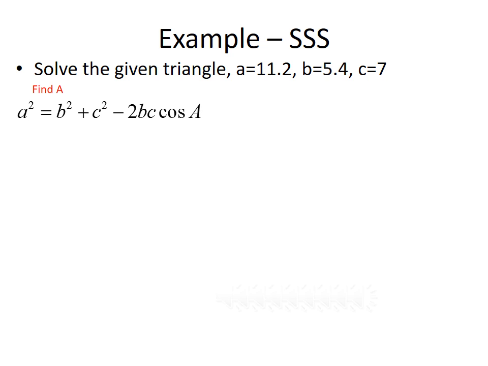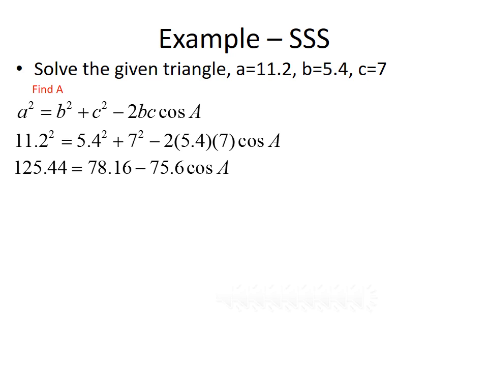To find the measure of angle A, we'll use the formula A squared equals B squared plus C squared minus 2BC times the cosine of A. If we plug in the values that we know, that'll give us 11.2 squared equals 5.4 squared plus 7 squared minus 2 times 5.4 times 7 times the cosine of A. If we evaluate those, 11.2 squared gives us 125.44. 5.4 squared plus 7 squared gives us 78.16, and minus 2 times 5.4 times 7 will give us a minus 75.6 cosine of A.